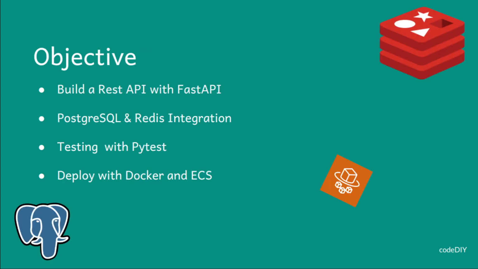At the end of the series, the goal is for you to be able to build a REST API with FastAPI. You're also going to be going over integration of database and caching services, like Postgres and Redis for caching. And you're also going to be testing with PyTest. And lastly, you're going to be deploying with Docker and with AWS.